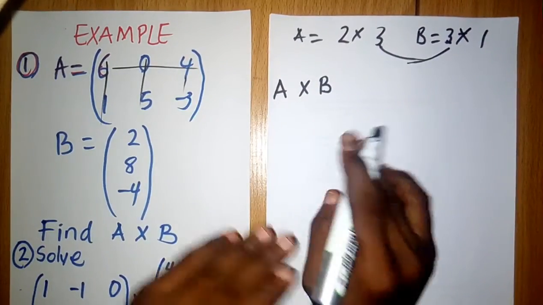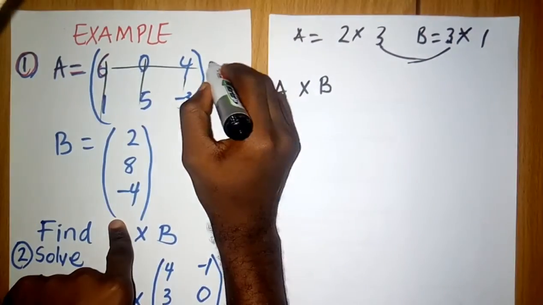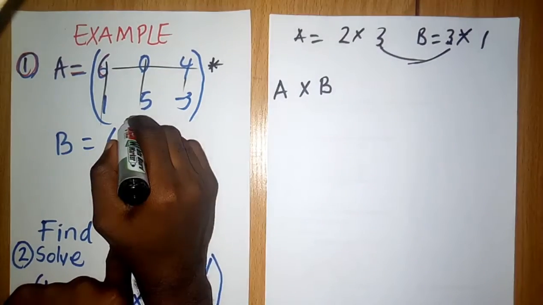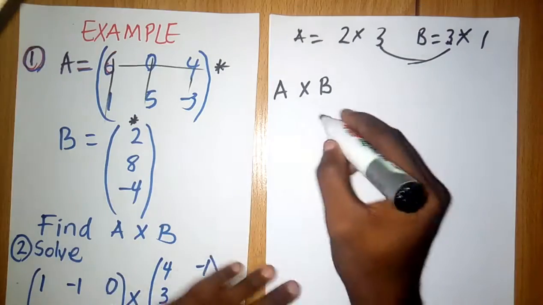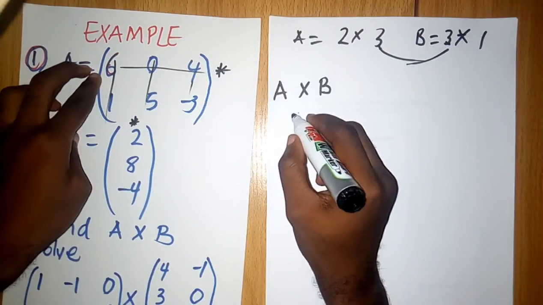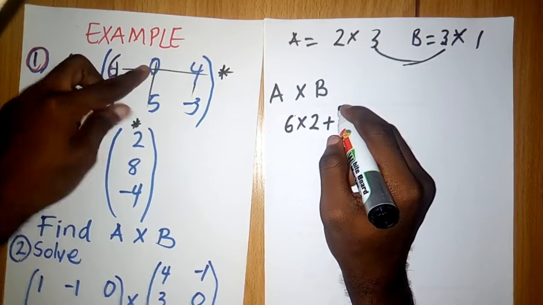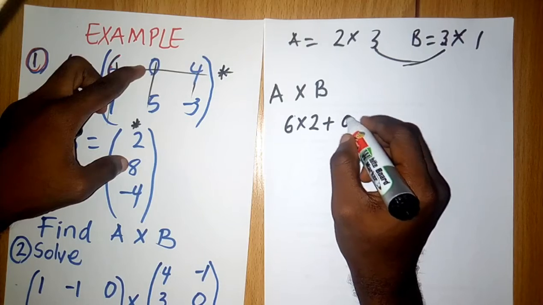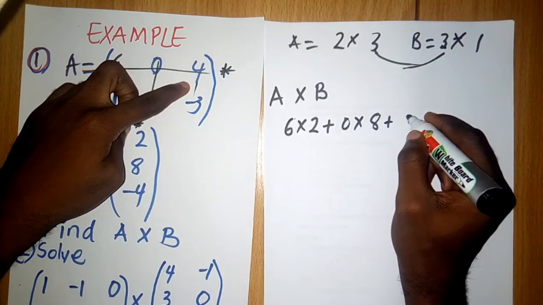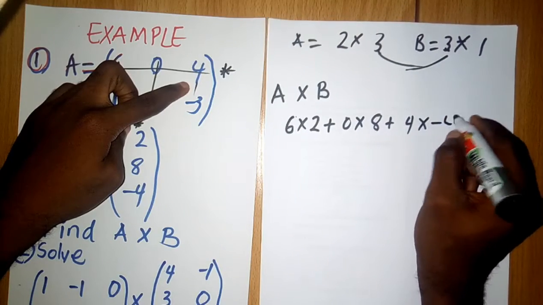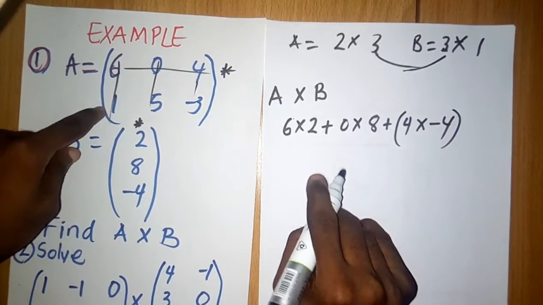Now to find A cross B, we are going to multiply the first row of A, which is this, to the first column of B, which is this. So that will be, now look at it, 6 times 2, plus 0 times 8, and then 4 times minus 4. Okay, and then we are going to do the same for the rest too.